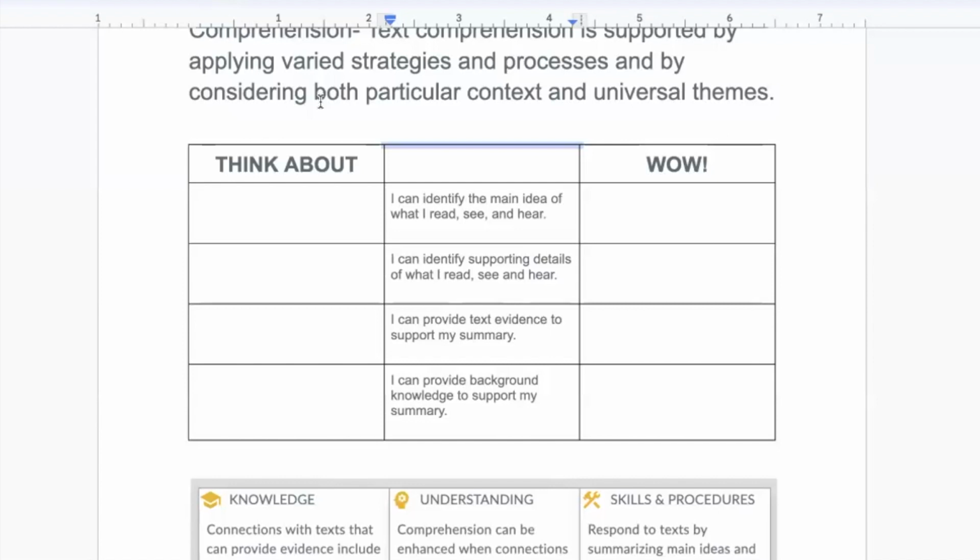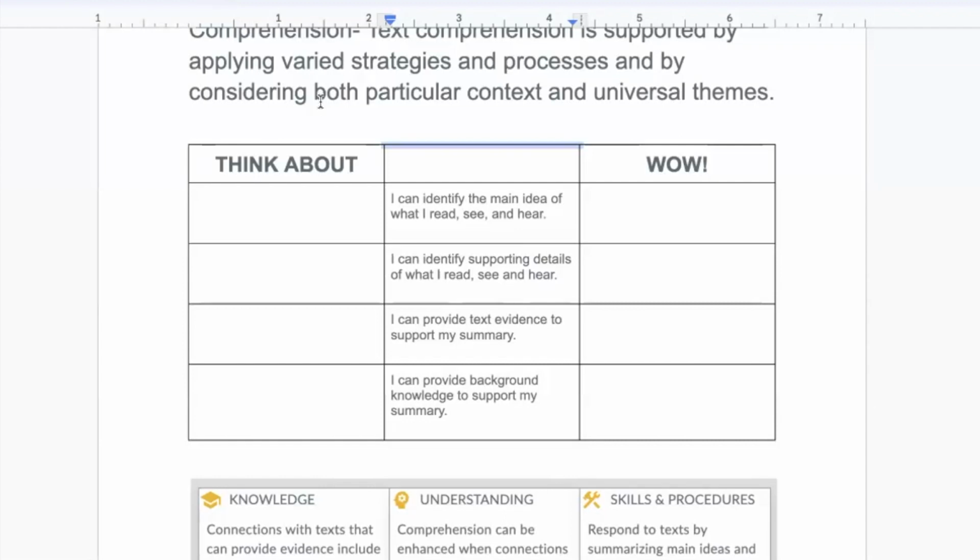So it would depend on what you are asking them to comprehend. I can identify supporting details of what I read, see, and hear. Supporting details are just as important, but we want to see them separately because you might get that main idea, but you've got no supporting details, or your details are too many and too scattered and not really connected to the main idea. I can provide text evidence to support my summary, and text evidence is critical.